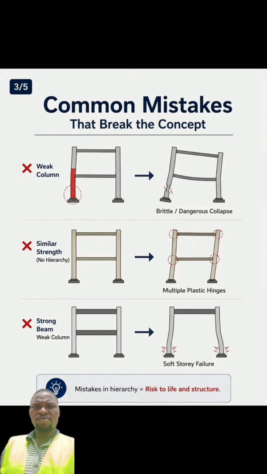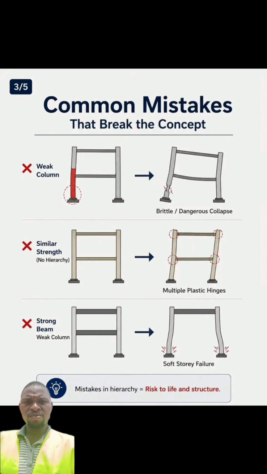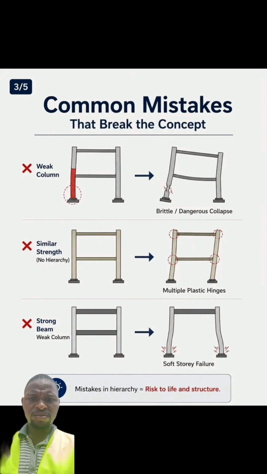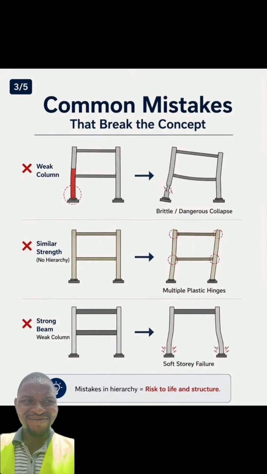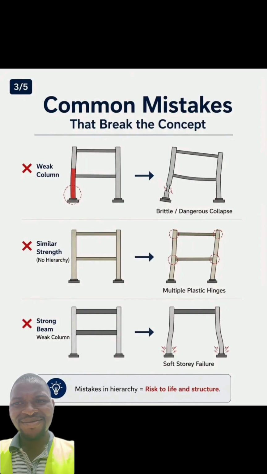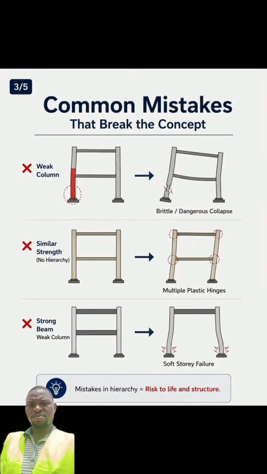Then you now have multiple plastic hinges on the columns. So when the columns are too strong, all the parts are too strong, you are going to have multiple plastic hinges. Then we have strong beams. When you have a strong beam and weak column, you are going to have soft story failure. So the failure is going to come stage by stage.